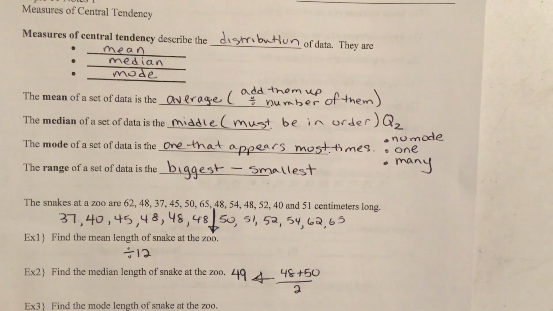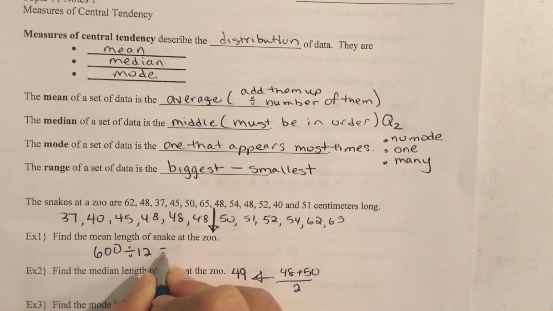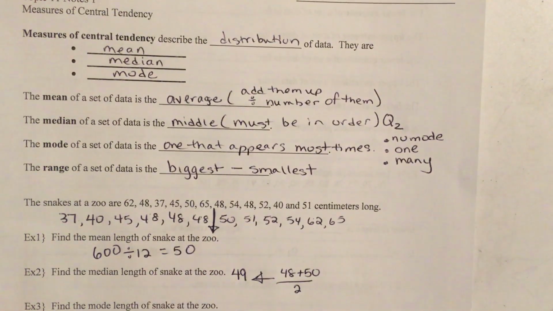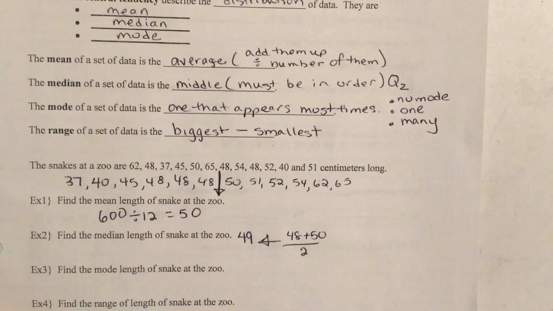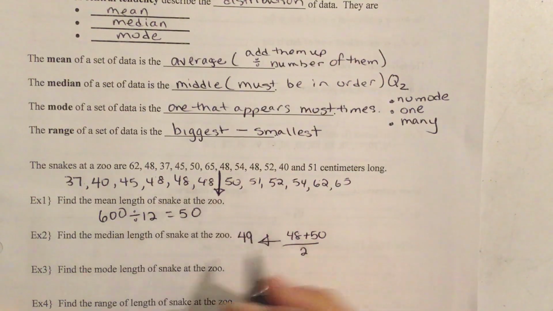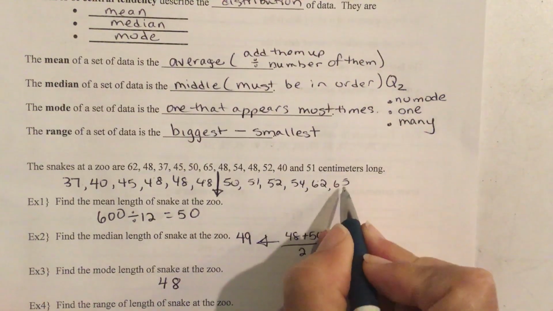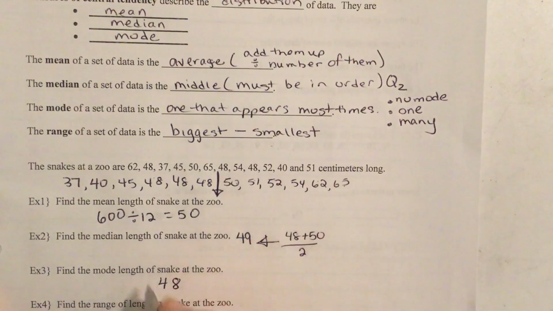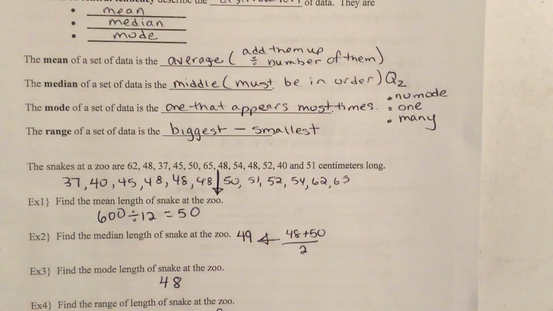Pause the video while you do that. The sum was 600, and when you divide it by 12, you will get an average or a mean of 50. Now in this set of data, you have 3 48s. So the 48 appears the most times. 48 is the mode. For the range, you'll take the longest snake, 65, and subtract by the smallest, 37, for a range of 28.